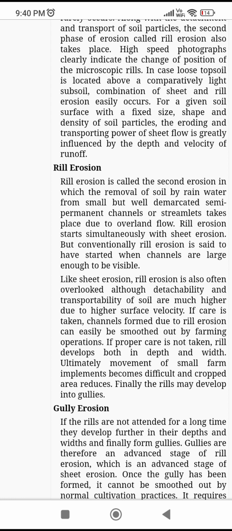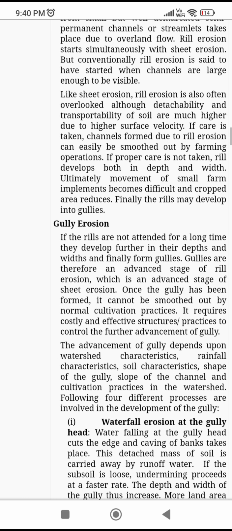Then rill erosion. Rill erosion is also called the second erosion, in which the removal of soil by rainwater from small but well demarcated semi-permanent channels or streamlets takes place due to overland flow. Another one is gully erosion. If the rills are not attended for a longer time, they develop further in their depth and width and finally form gullies.